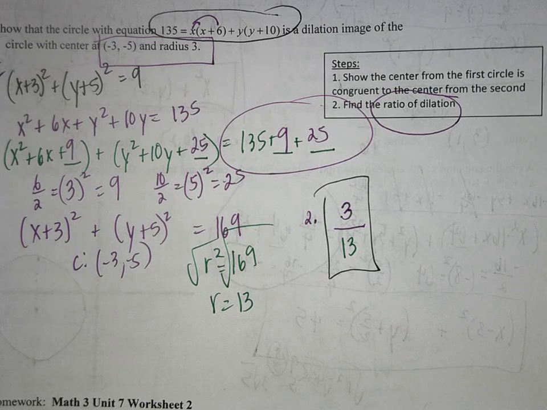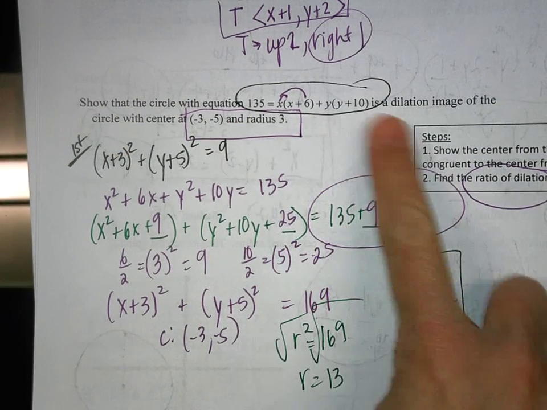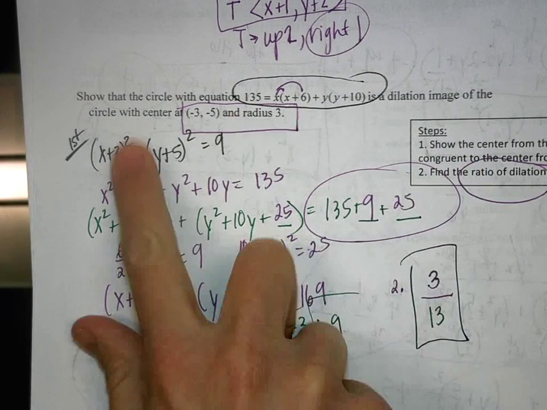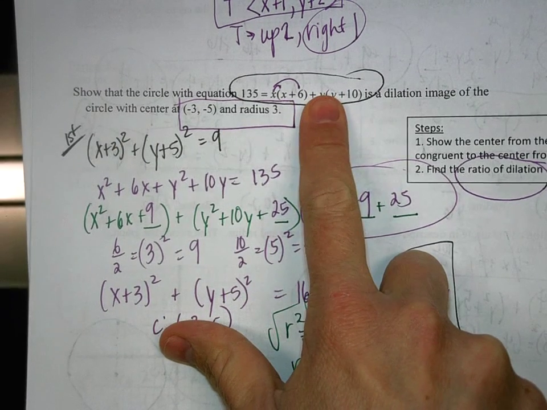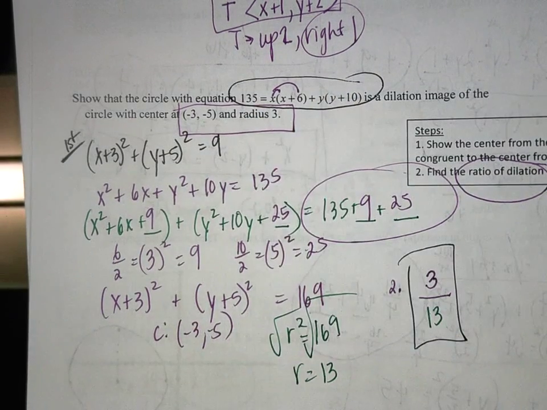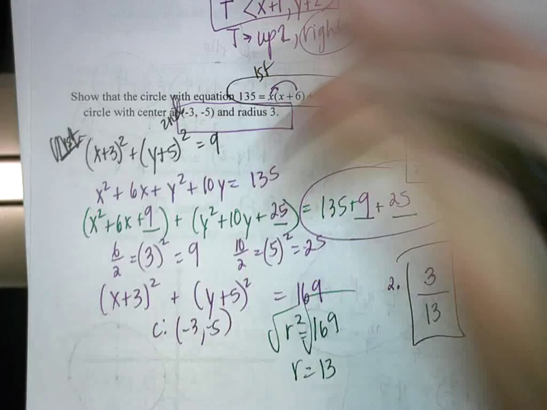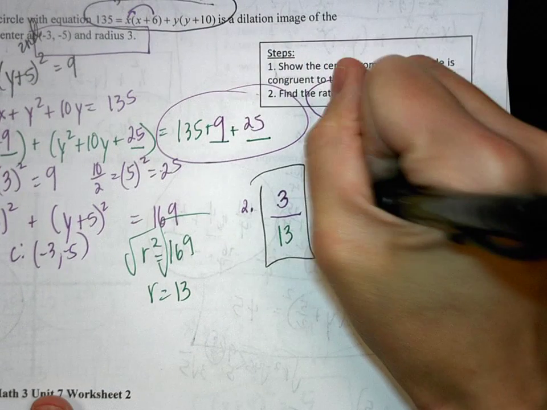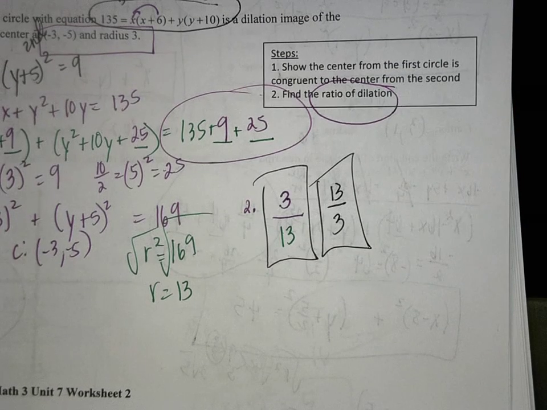Hold on. So going back to the original equation real quick, show that the circle with this equation is a dilation image of the circle with this center. So it sounds like it's starting with the original here, and it's going to this one. I think this might actually be my first one, and this should be my second. So I would probably end up putting the dilation as 13 over 3. But honestly, either way, as long as you have the right numbers, you should be fine. Do you guys have any questions there?